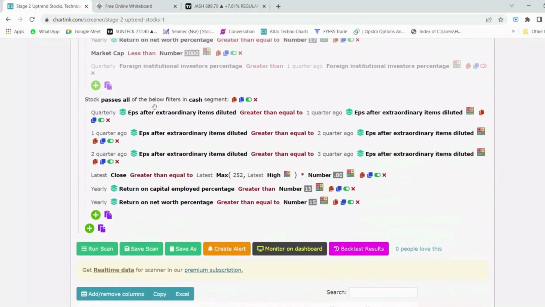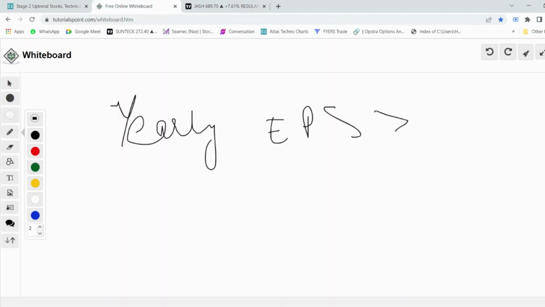Now I am disabling this and I am enabling this criteria, where we are looking for stocks where the quarterly EPS is increasing from the past 3 quarters. The latest close is near the 52-week high, that is 20% near the 52-week high. We can change this if we want a stock that is within 50% of the 52-week high.